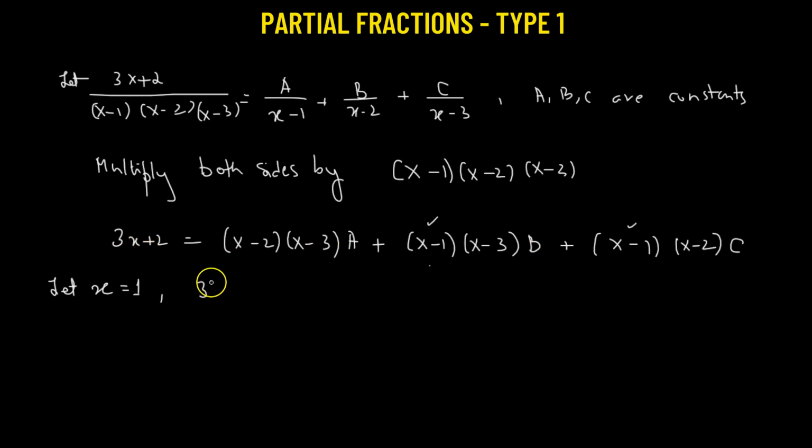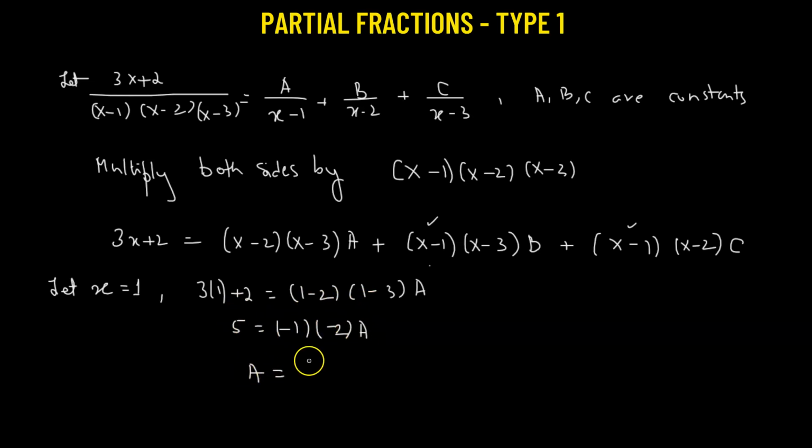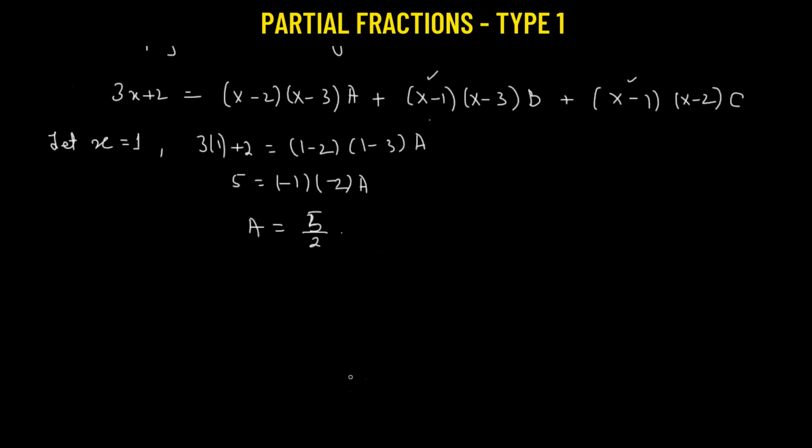So we have 3 times 1 plus 2 on the left hand side. This equals 1 minus 2 multiplied by 1 minus 3 times A, and the other two terms go to 0. Now we have 3 plus 2, which is 5. 1 minus 2 is negative 1, multiplied by 1 minus 3, which is negative 2, so we get 2A. So we have obtained our A value: A equals 5 divided by 2.